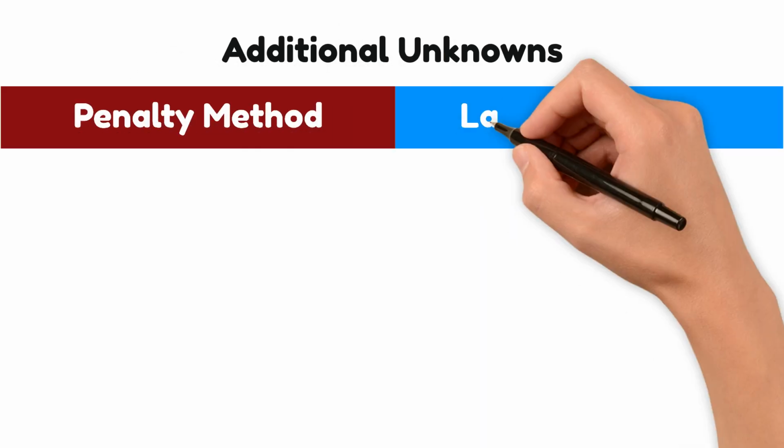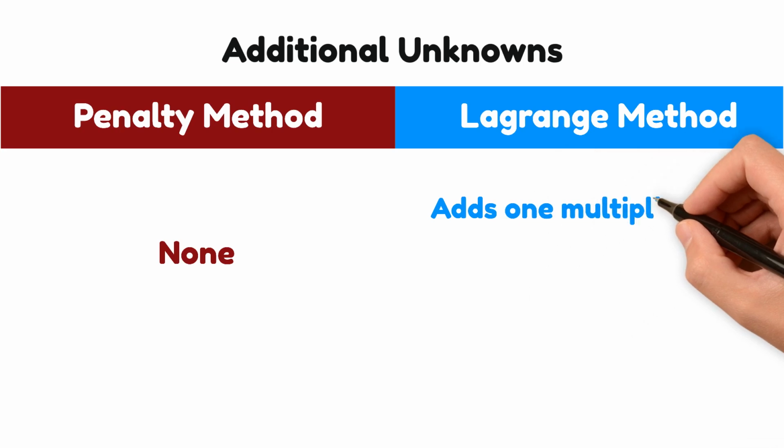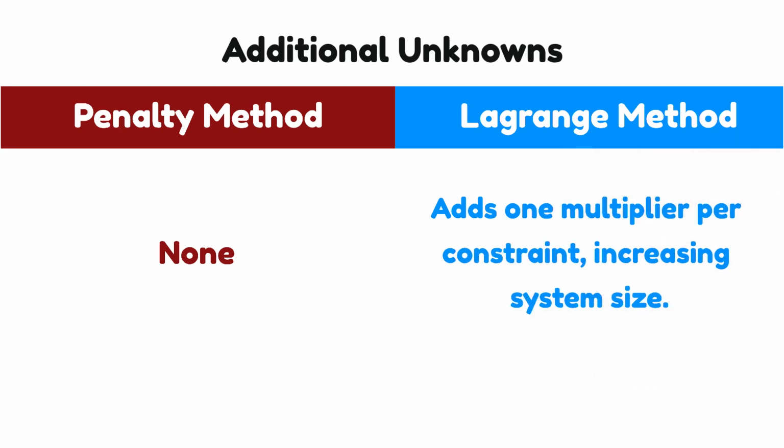When it comes to additional unknowns, the penalty method keeps things simple. No new variables are added here. But with the Lagrange method, we add one Lagrange multiplier for every constraint. This means the system size increases, sometimes significantly in larger models.